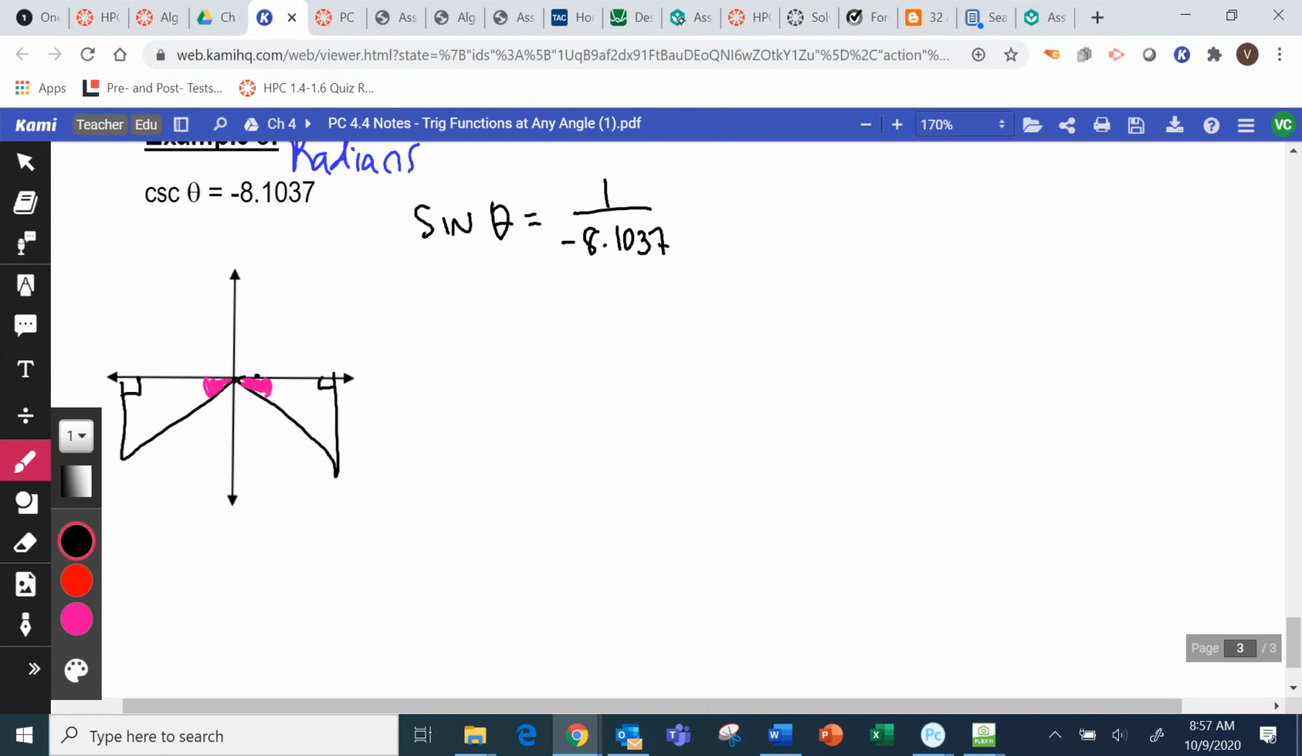Okay, so then I did sine theta is 1 over negative 8.1037, because that's the only way I can do sine inverse, is to have it say sine.